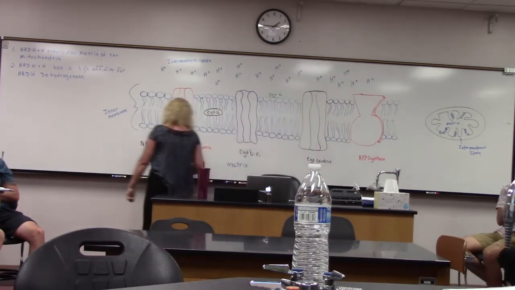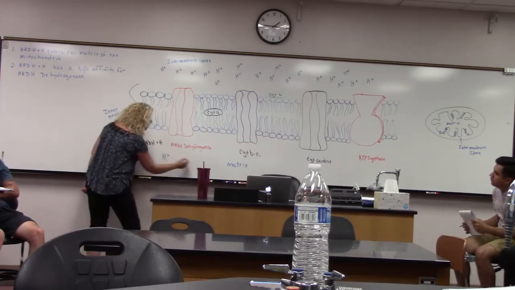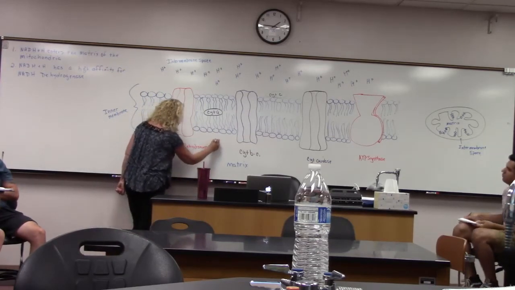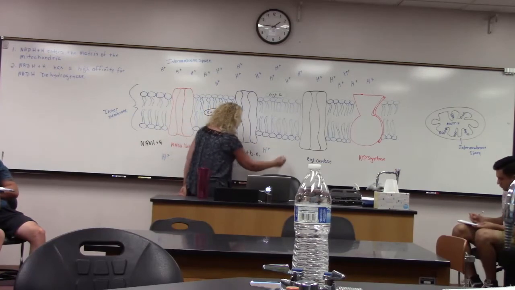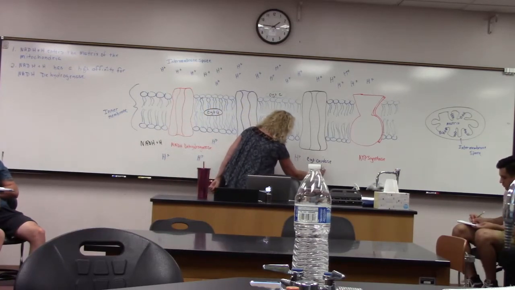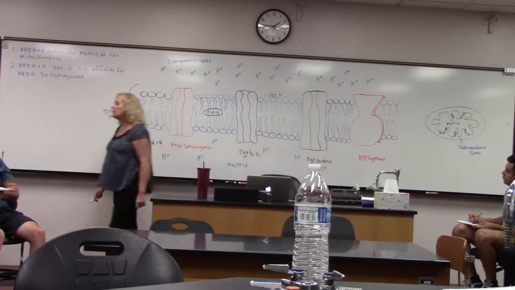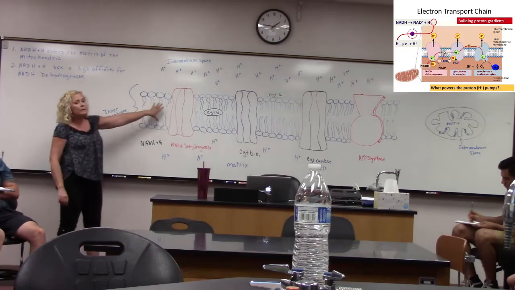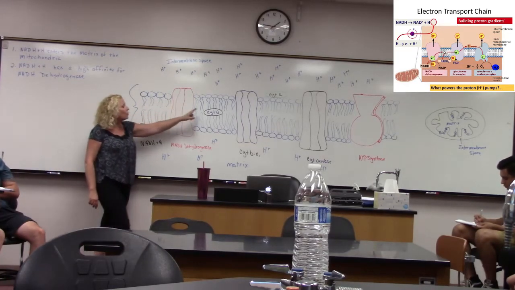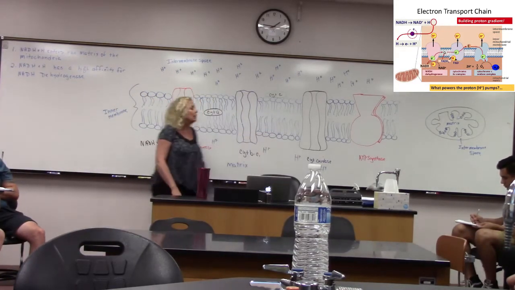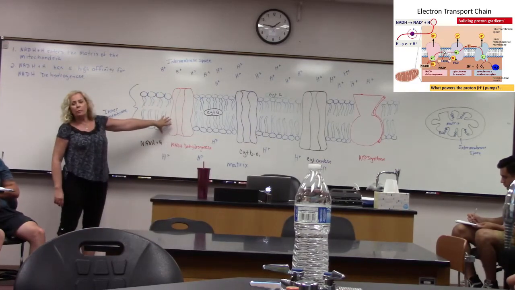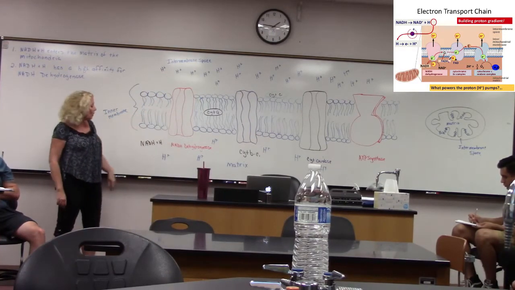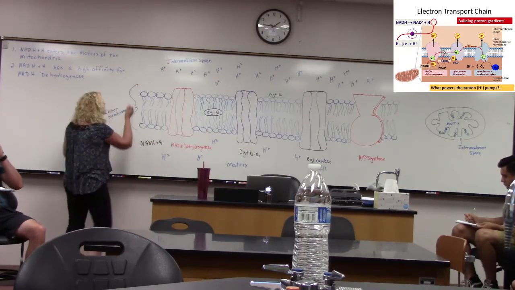In the matrix, there are some hydrogen ions, but it's a much lower concentration. Not as many hydrogen ions. Now, in this inner membrane, we have multiple integral proteins. And each of these integral proteins, except the last one, is what we would refer to as a cytochrome.